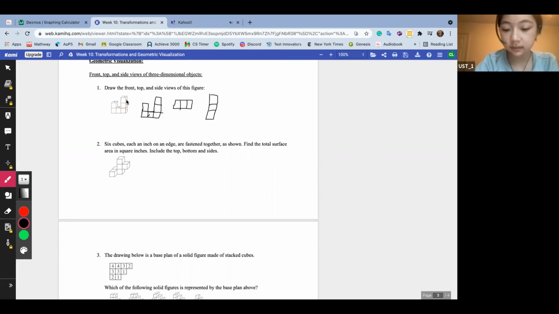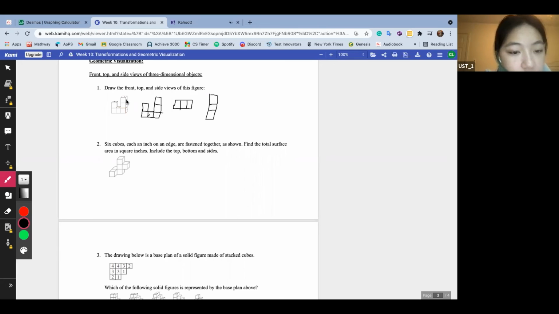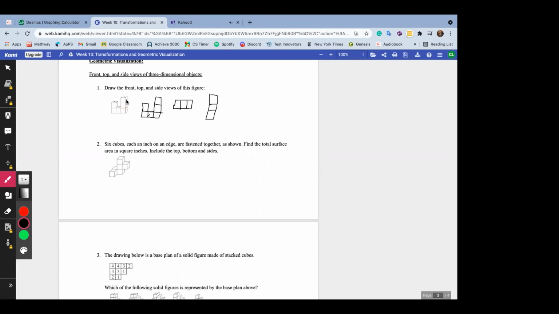So wait, isn't the top view supposed to look like 3 blocks? Because I feel like the top view is 3 blocks, and then the bottom view is 4 blocks. But the top view and the bottom view are the same. Yes, there are 4 blocks. I don't get how you find 4 blocks on the top.